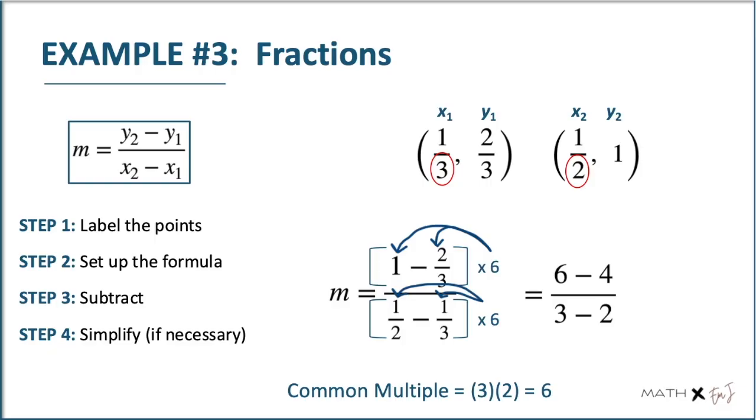And now we just have a simple equation like the other two previous examples. So 6 subtract 4 gives us 2, and 3 subtract 2 gives us 1, or just simply a slope of 2.